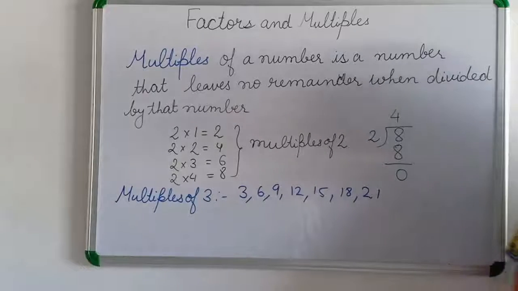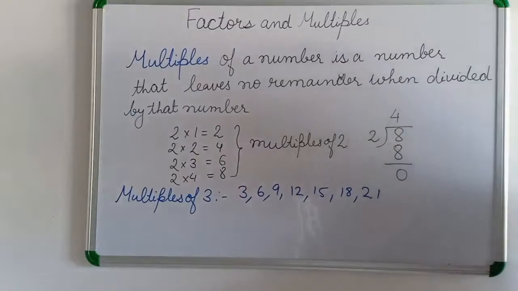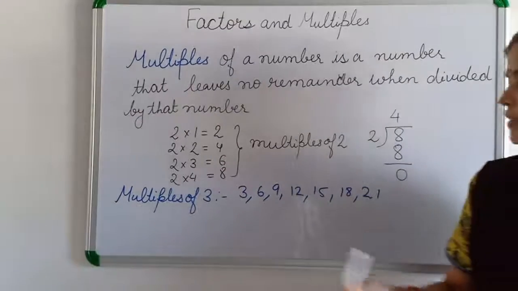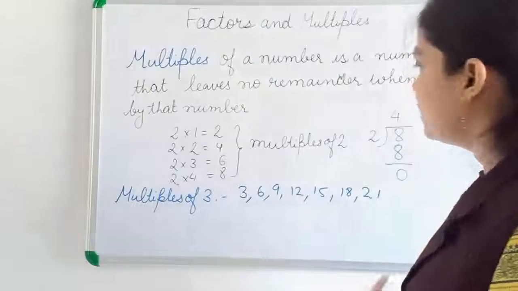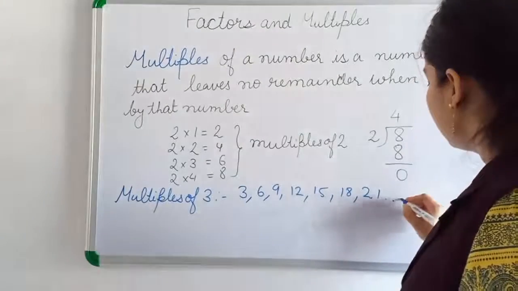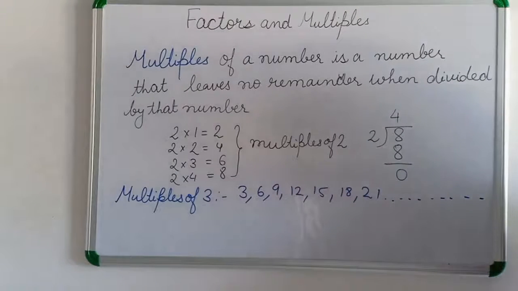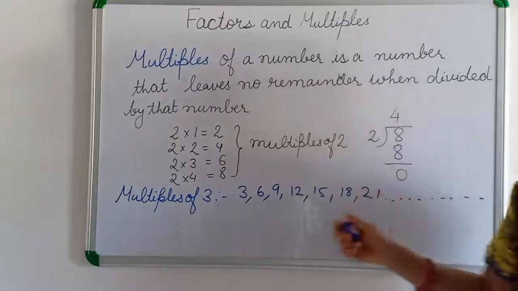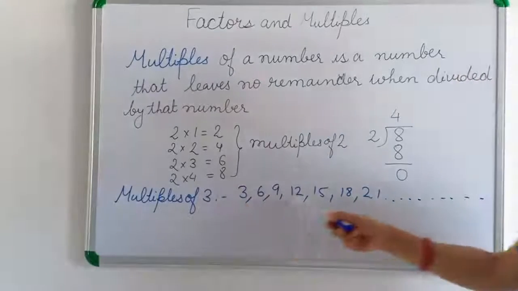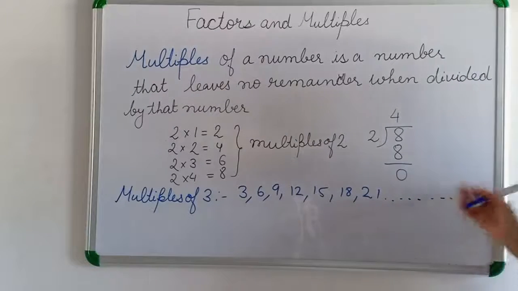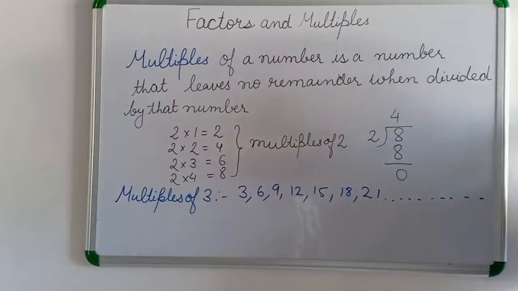So for every number, there is no limit to the number of multiples a number can have. This much only is not the multiples of 3. There is no limit to the number of multiples a number can have. So the multiples of 3, we can't stop here only at 21. We can proceed endlessly. So there is no limit, understood?